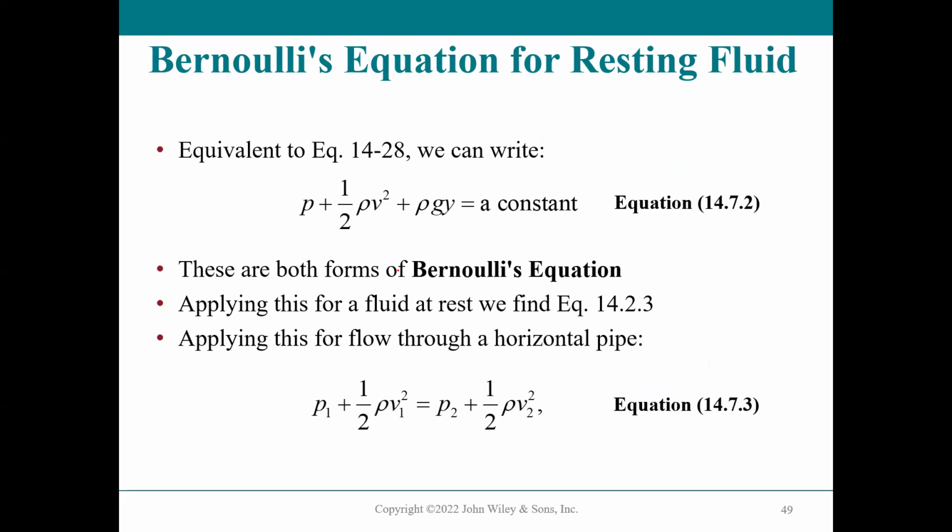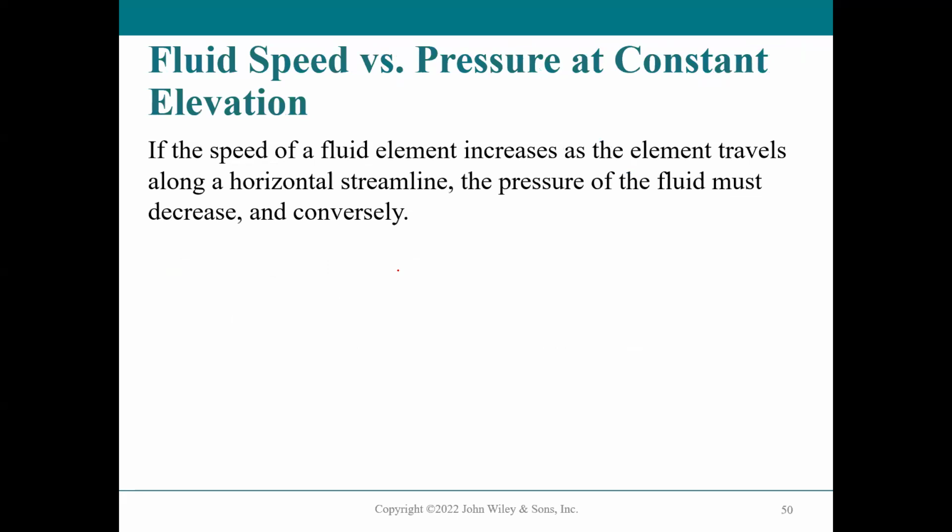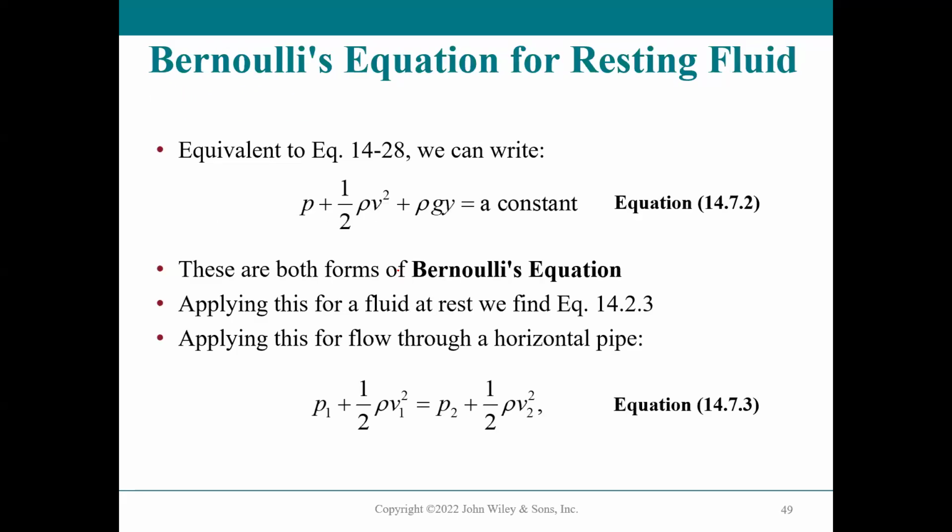But for a horizontal pipe, with the same height, we can cancel the y here, right? P1 plus half rho V1 squared is equal to P2 plus half rho V2 squared. This one is Bernoulli's equation. Okay, any questions?